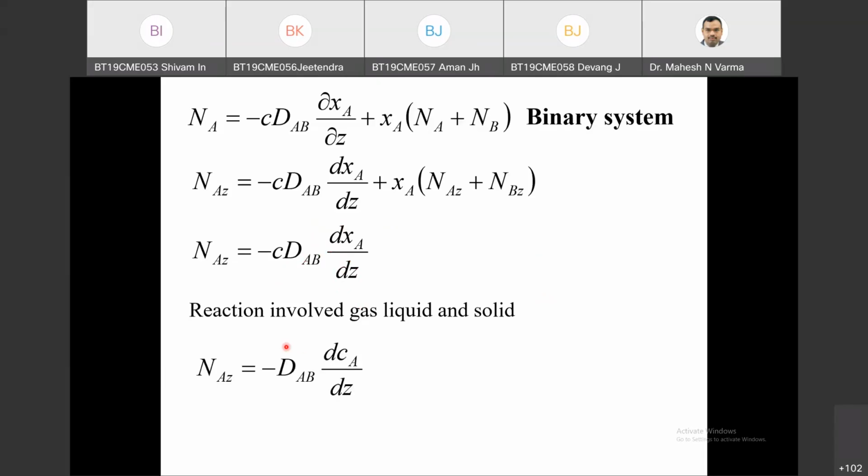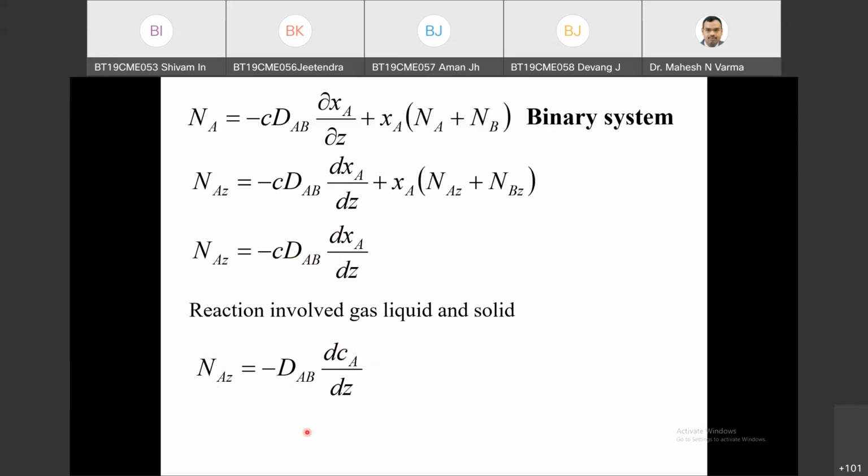Okay. So now the total concentration is also changing. Total concentration means the concentration of A and B, and it is forming a product AB in my differential shell. So concentration is changing in the Z direction. So instead of XA, I can take CA.